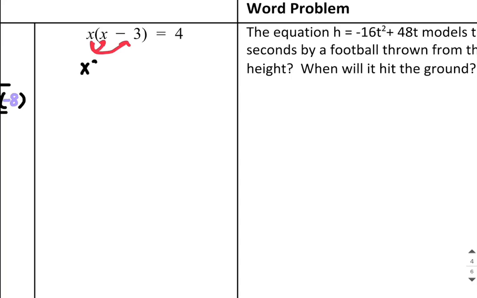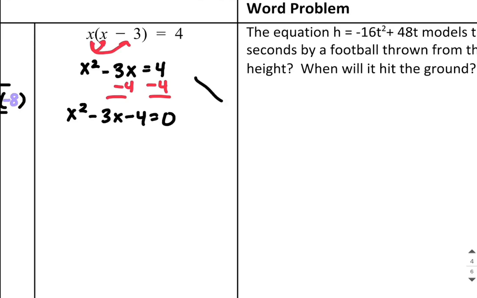So I have x squared minus 3x is equal to 4. And then I want to take that 4 and put it on the left-hand side with my other terms. So I have x squared minus 3x minus 4 is equal to 0. I want to always start by trying to factor. I need two numbers that multiply to -4 and add up to -3. And those are -4 and 1.